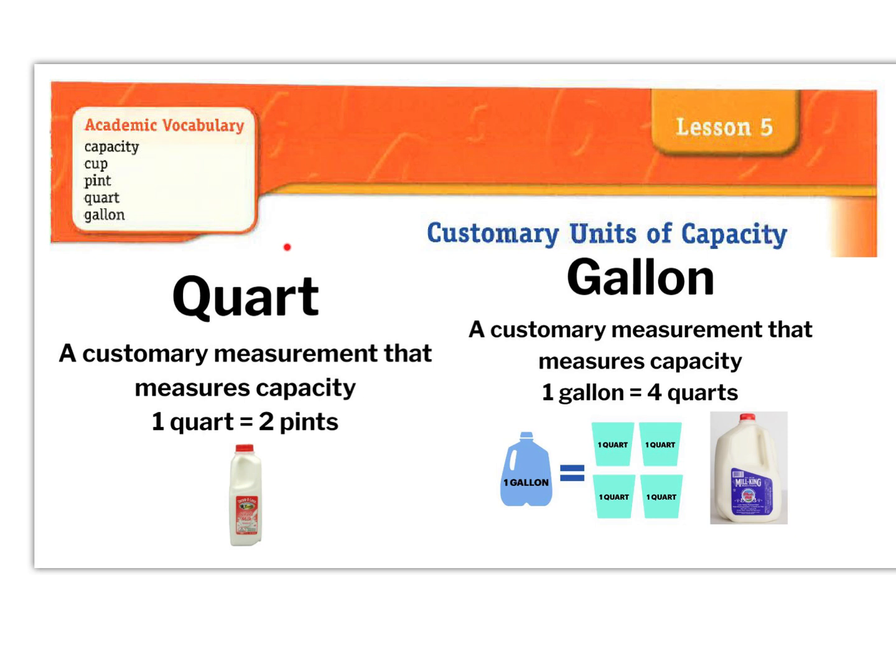A quart, 1 quart equals 2 pints. So we're progressively getting bigger, so 1 quart equals 2 of those pints, which means that a quart would equal the same thing as 4 cups. And then a gallon, 1 gallon equals 4 quarts. So 1, 2, 3, 4, 4 quarts equals a gallon. So like a gallon of milk.